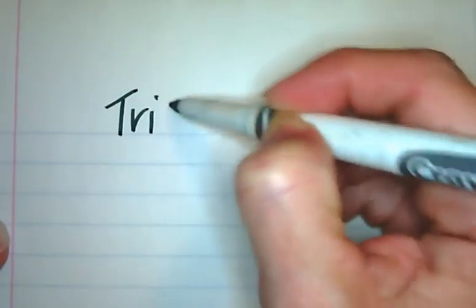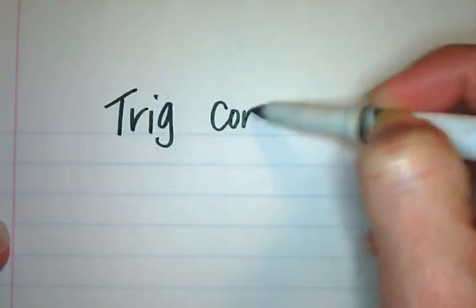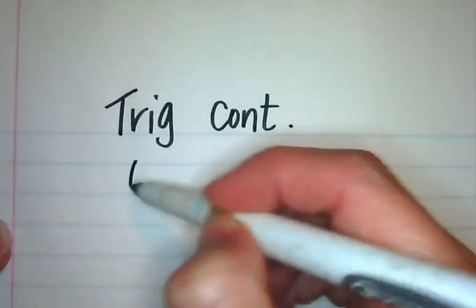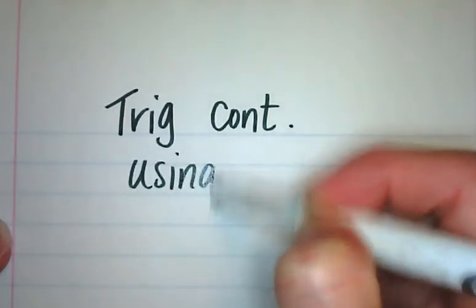So now what we're going to do is talk about how to use the calculator to actually get the answer to the question. Hopefully by now you feel a little more comfortable with how to set up the trig functions. So now we're actually going to look at getting the answer. So I'm just going to say trig continued and using the calculator.